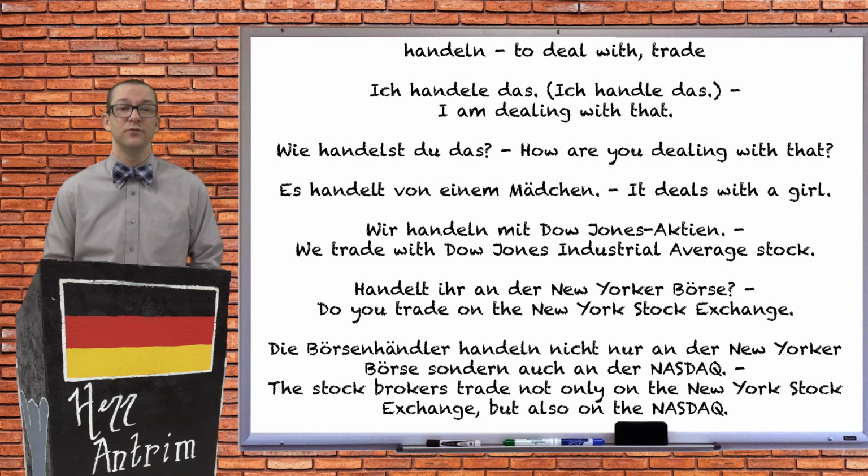Here you have the option of removing the E before the L to make it flow nicer. It's not necessary, however. It is perfectly acceptable to keep that extra E in there. You also might hear ich handle, which is technically not correct. Just know that some native speakers might say it that way. Wie handelst du das? How are you dealing with that? Es handelt von einem Mädchen. It deals with a girl.